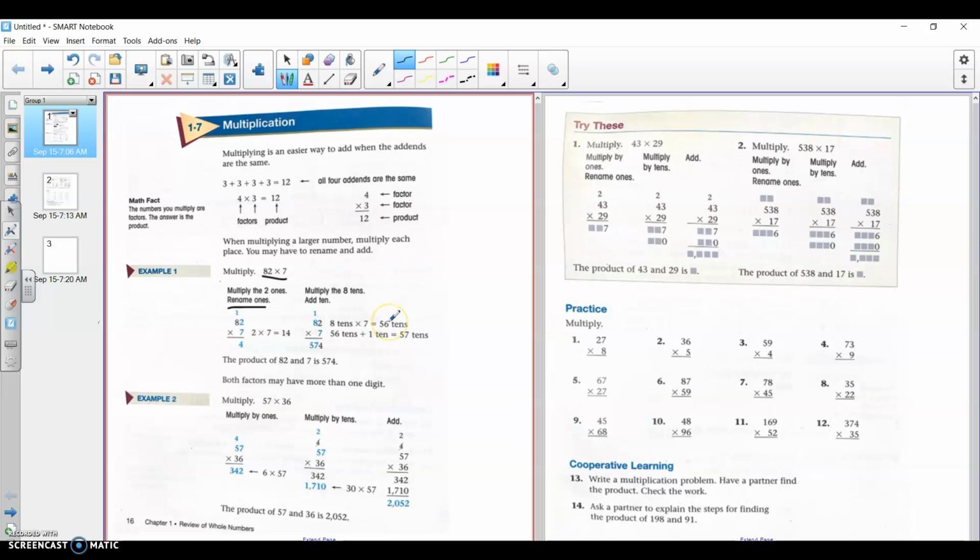Sorry about the bell. That's going to give you 56. Then you just add your 1, and you're going to put 57 there. And you can go ahead and keep the 57 because you have no other digits over here to multiply. So that is a multi-digit number times a single-digit number.